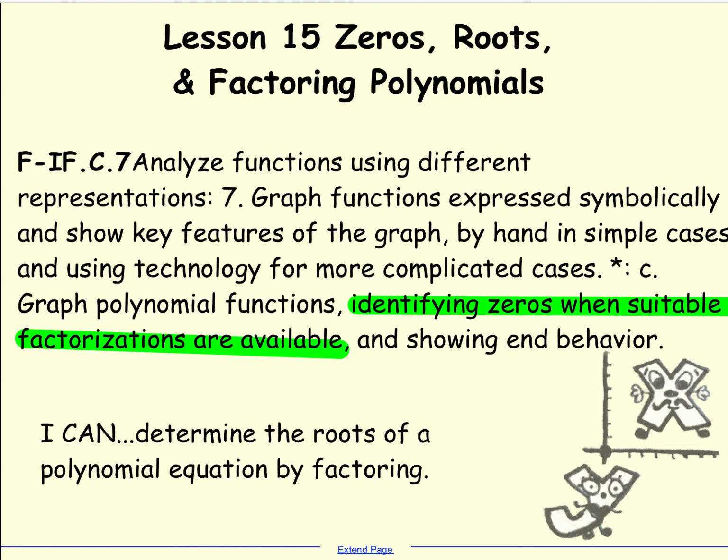So in this lesson, we're going to be talking about factoring polynomials, and we're going to determine how we can figure out the zeros or the roots of them by factoring. So specifically, we're looking at this part of our standard, and we're going to make sure we know how to determine the roots of a polynomial by factoring.